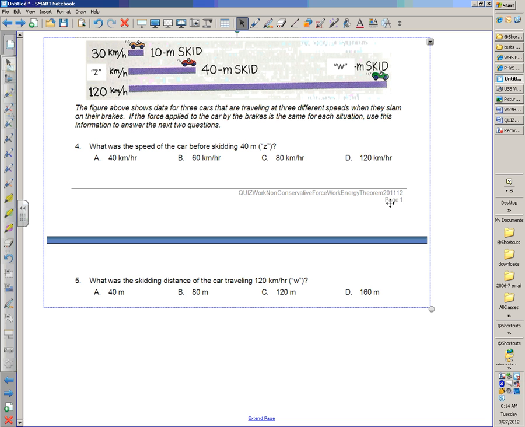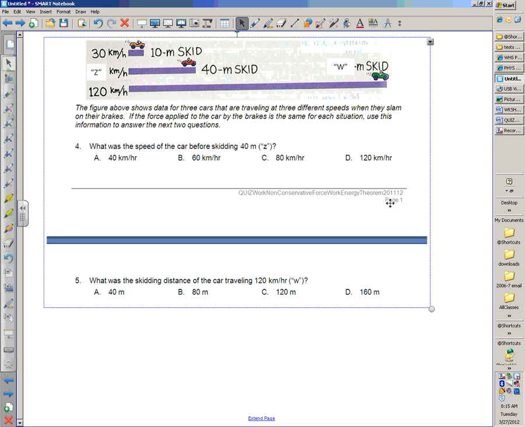In order for work to be done, there has to be a change in energy. So, we go here to this picture. First, it tells you there are 3 cars. They're all traveling at different speeds. Most of you could probably figure out which one was traveling the slowest and which one was traveling the fastest. It says that they slam on their brakes. The force applied to the cars is exactly the same in each situation. Based on that, answer the next 2 questions.